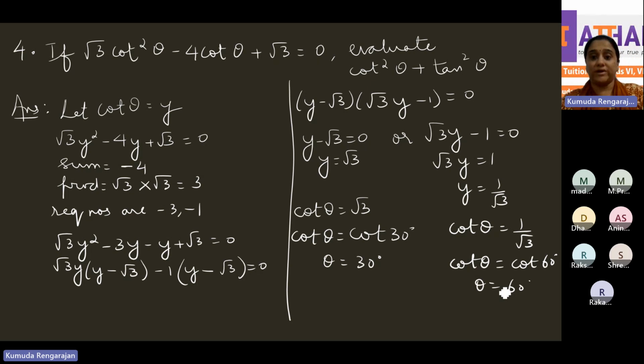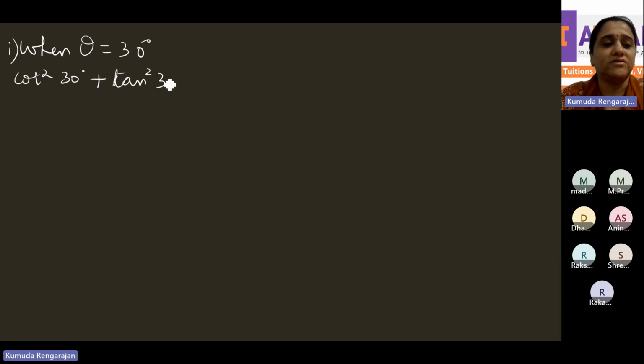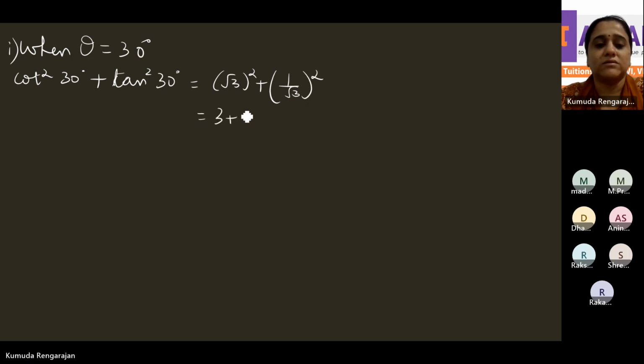Evaluate. Thank you. That's what you said, 10 by 3. Okay. Now we need to evaluate cot square theta plus tan square theta. So when theta is 30 degrees, cot square 30 degrees plus tan square 30 degrees is equal to root 3 the whole square plus 1 by root 3 the whole square. Correct. 10 by 3.